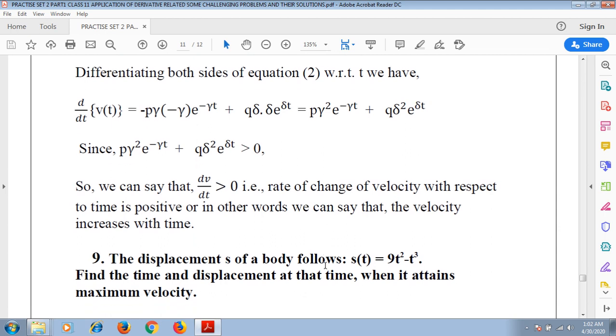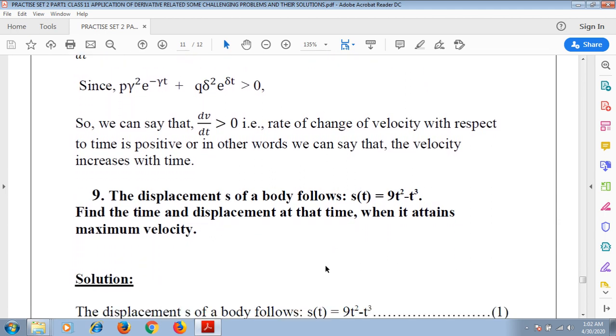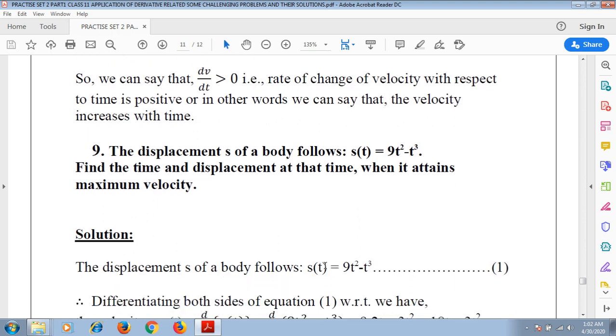Let us move forward to the next problem, that is problem number 9. The displacement s of a body follows s(t) equals 9t square minus t cube. Find the time and displacement at that time when it attains maximum velocity.